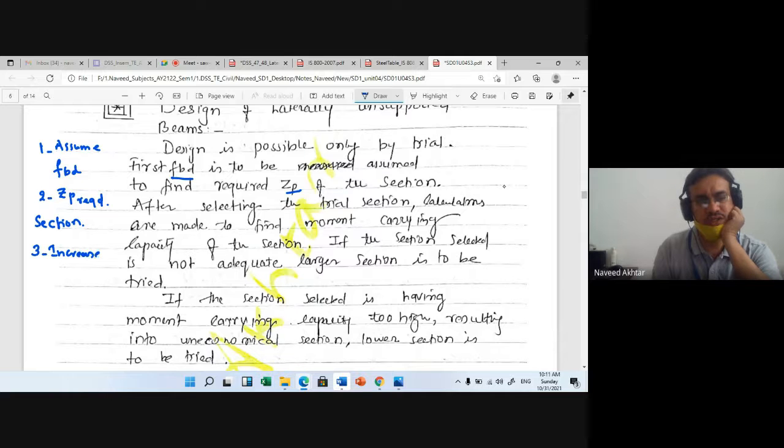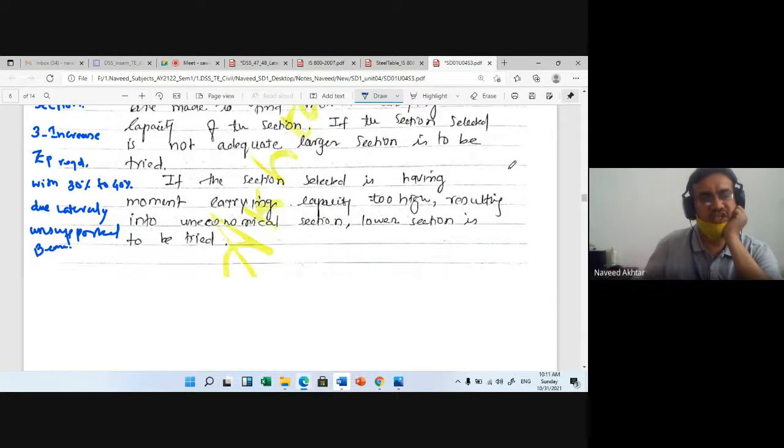And third, after selecting the trial section, based on the Zp required, you have to increase Zp required by 30% to 40% due to the laterally unsupported beam. The third step, you have to increase that Zp required.